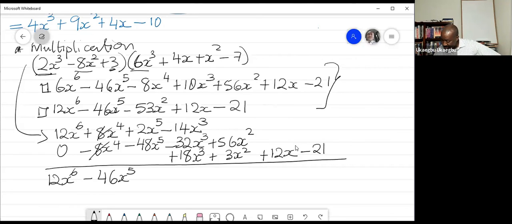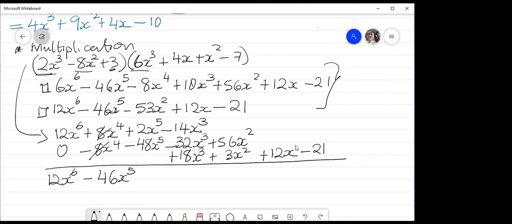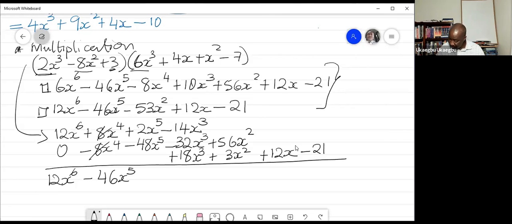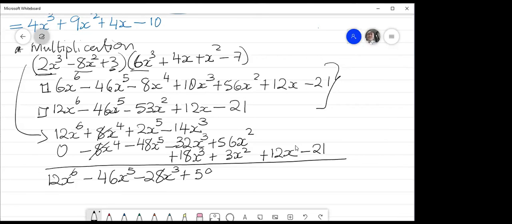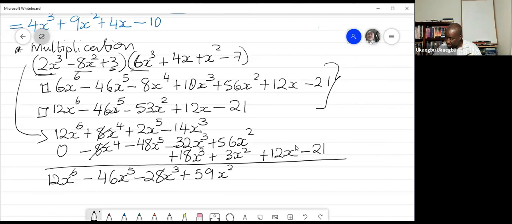Then let's combine these. Negative 14 minus 32 plus 18. Just punching the numbers using your calculator very fast. Negative 14 minus 32 is negative 46, plus 18 should give us negative 28. So we have minus 28x raised to power 3. And then when we combine this one, 56 plus 3 should give us plus 59x raised to power 2. And then this one is by itself, plus 12x minus 21.